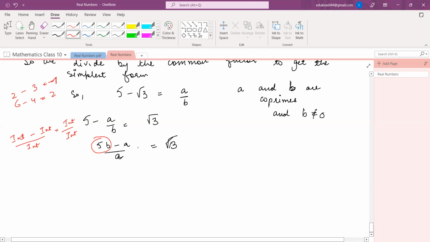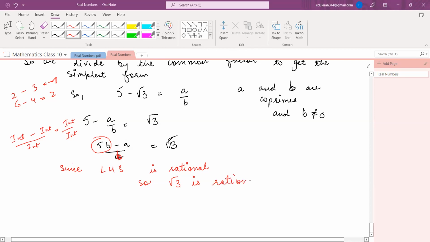As I told you, the rational number includes everything. Rational numbers include integers, whole numbers, and natural numbers, the diagram which I told you in the previous class. So since your LHS, or left hand side, is rational... Ma'am, is it 5b minus a by a or b? I'm sorry, yes, it's b, you're right, my mistake. Okay, since LHS is rational, so root 3 is rational.